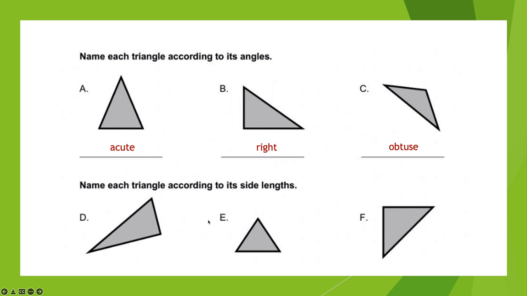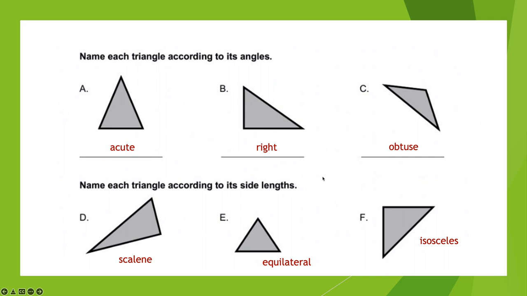Okay, now we're going to classify by side lengths. The first one is scalene because all the sides are different lengths. The next one, well, they look pretty much all the same size. That's equilateral. The last one, two of the sides look the same, so we'll call that isosceles.